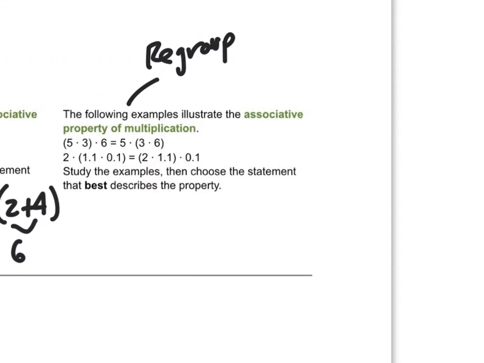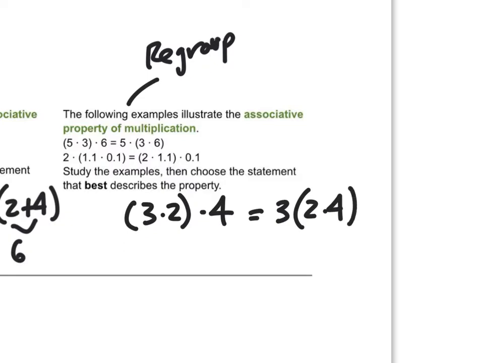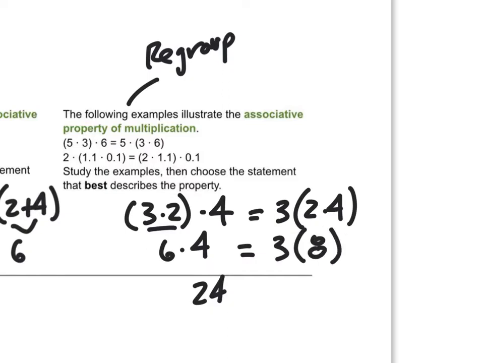Same thing with multiplication. If I take the quantity 3 times 2 and then multiply it by 4, that will equal the same thing as if I take 3 times the quantity 2 times 4. So 3 times 2 gives me 6 times 4, and what is that, 24? Here I'm going to get 3 times the quantity 2 times 4, which is 8. 3 times 8 is also 24.